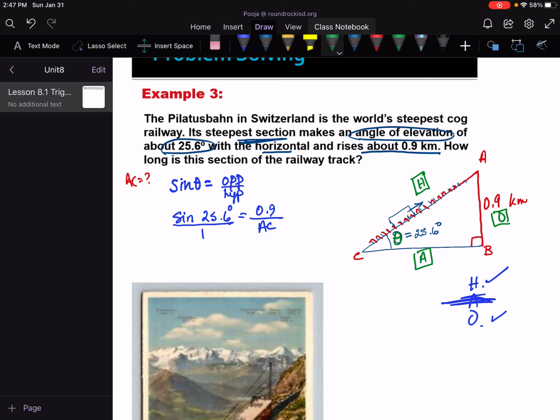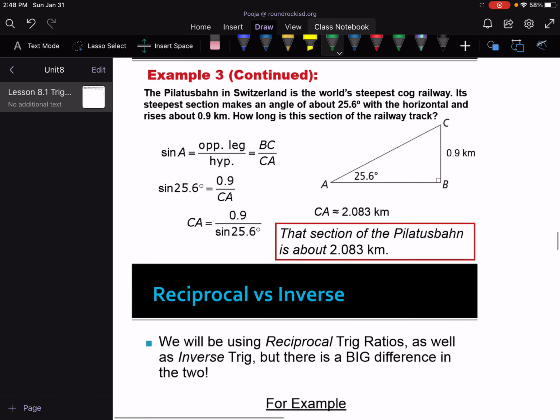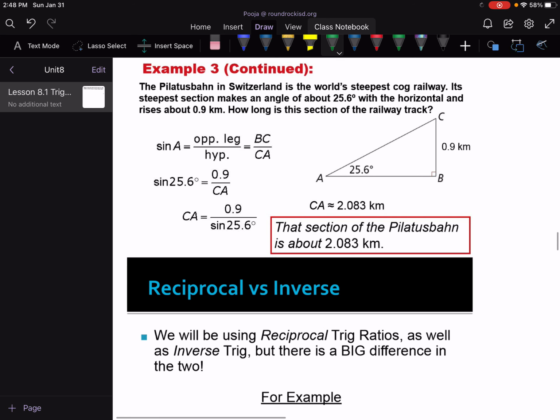When we were in middle school, we were taught this trick: since you're trying to find this and it's sitting in the denominator, you can actually swap the positions of these two without messing up the fraction. So this can be written as 0.9 over sine of 25.6. All I did was swap AC and sine, and it's still a legit proportion. Now all I have to do is 0.9 divided by sine of 25.6 degrees, and that will directly give me AC. I'm hopefully done here somewhere, 2.08.